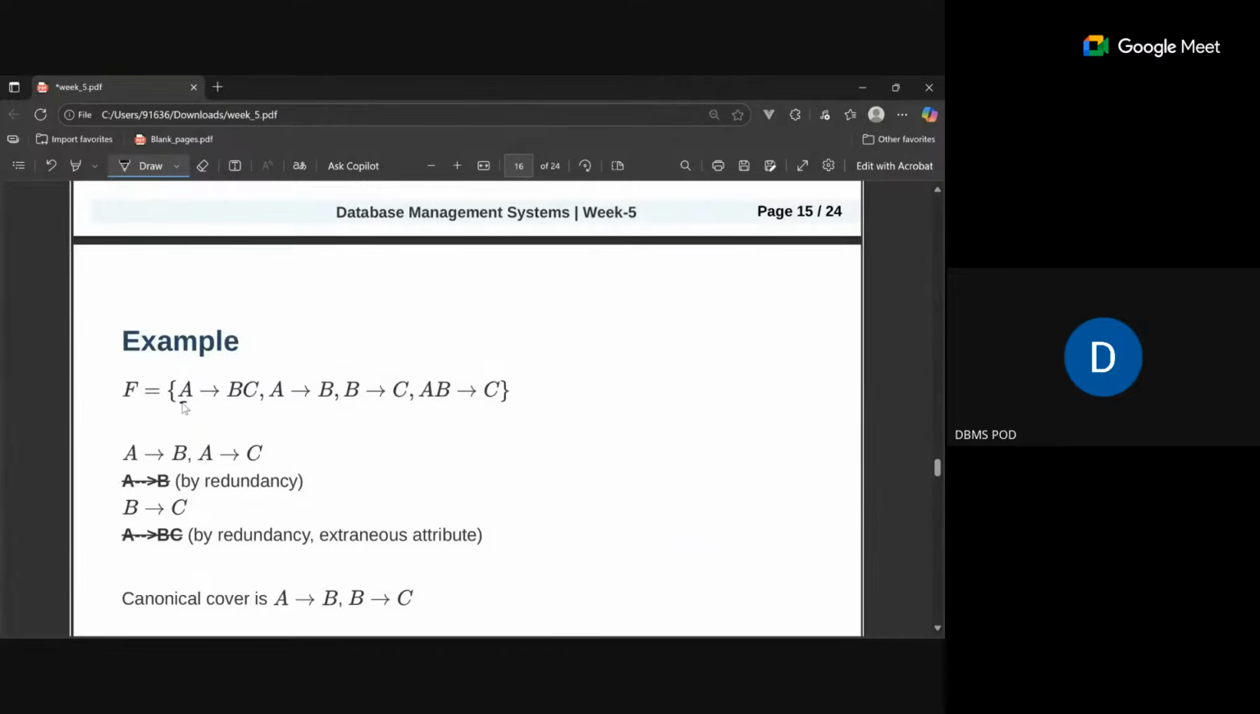This functional dependency set is A determines BC, A determines B, and B determines C. Some of them could be redundant dependencies, so we can minimize them and write them in a simpler form. A determines BC, I can write as A determines B and A determines C, right? So it will be like this if I split it and write.